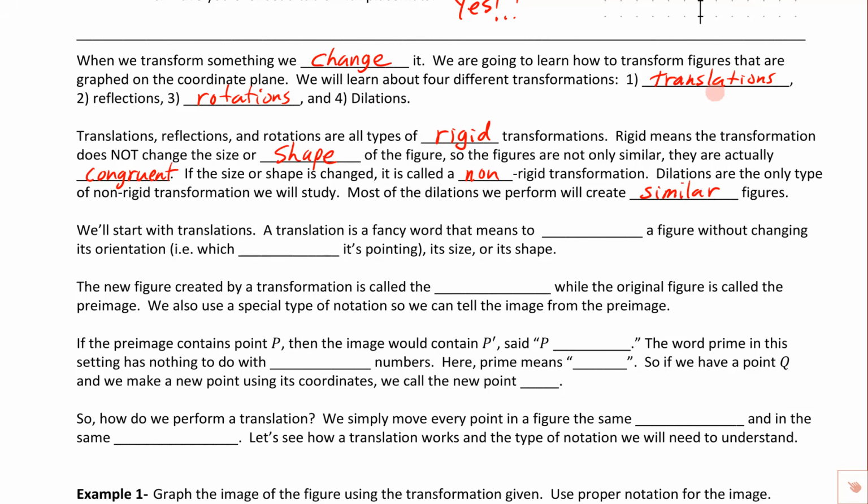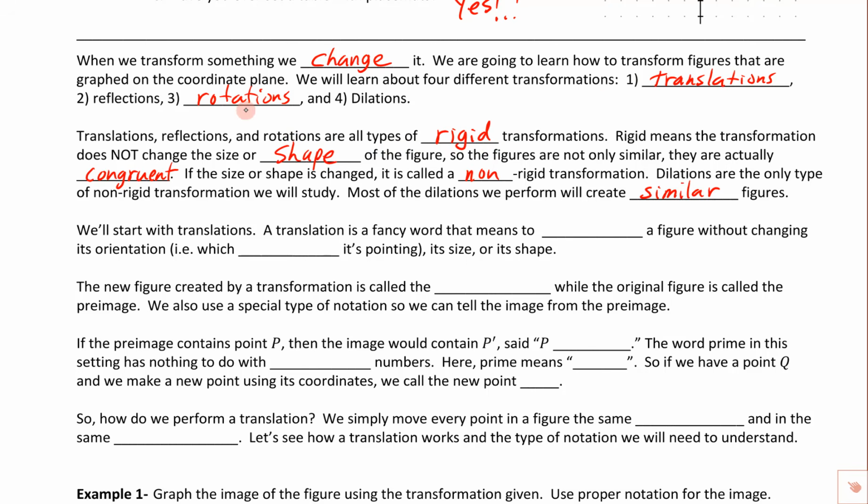Now, translation, not too bad a vocab word. Reflections, you've probably heard of that word before. Rotations, I'm sure you have. Dilation, probably not so much, but we'll deal with that when we get there. We'll give a quick way to remember what a dilation is. So translations, reflections, and rotations, they are all types of rigid transformations.